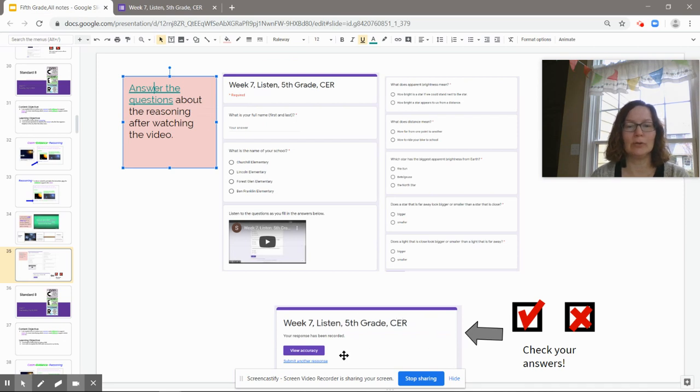You will see after you can check your accuracy. And if it didn't go very well, you can do it a second time. That's fine. We want to make sure we're getting as much information as we can.